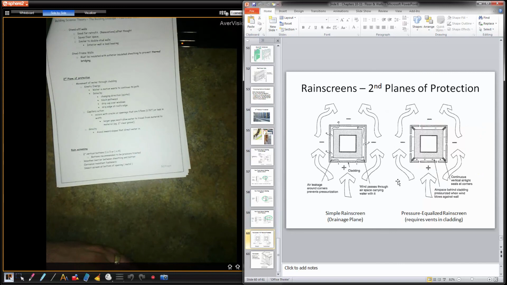These are looking at pressurized versus unpressurized, so simple rain screening, and then pressurized, equalized rain screening requires vents and cladding. So this one here is the top view looking down. You get your corners. Here they're showing only having one spot where air can come into, so it's kind of like a negative pressure. One spot where air can come into, so negative pressure. And this side here actually has two spots, so air is flowing through, coming through and wrapping around and taking all that moisture out.